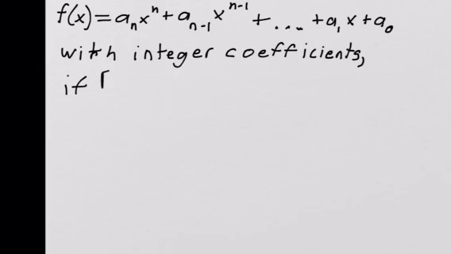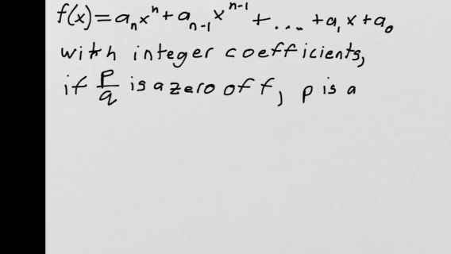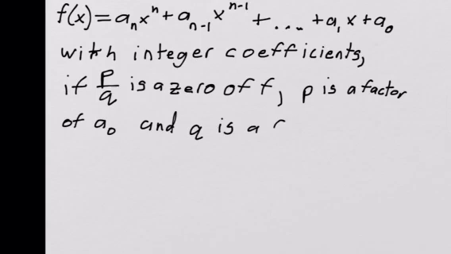if P over Q is a zero of f, where both P and Q are integers, P is a factor of the constant term a_0, and Q is a factor of the leading coefficient a_n.